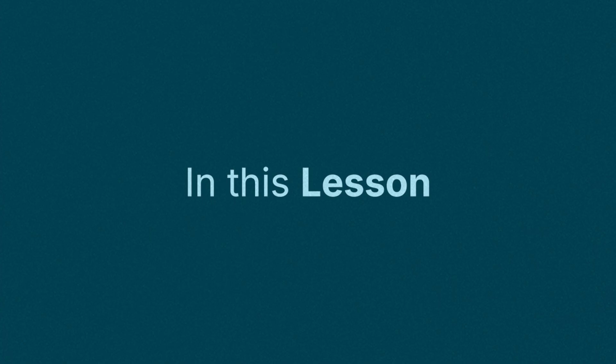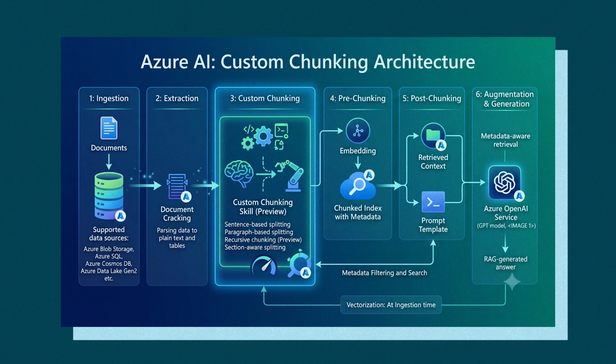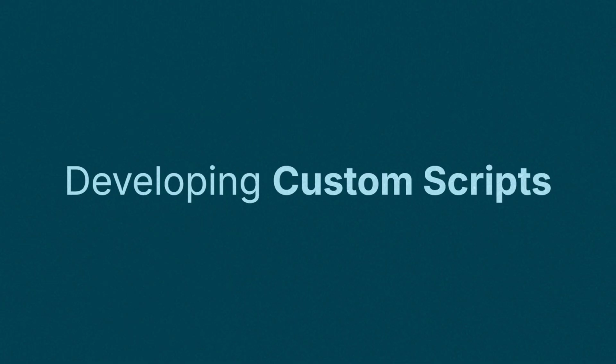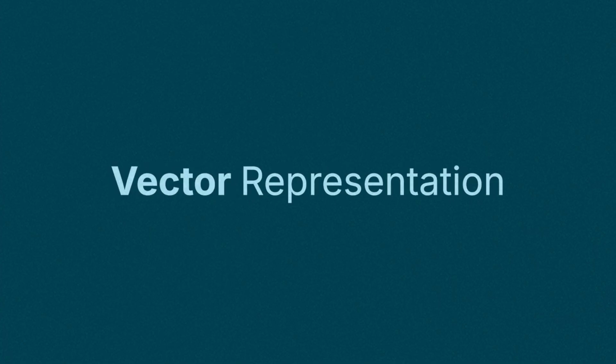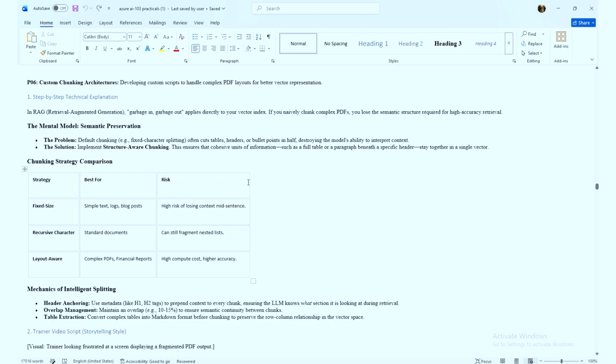In this lesson, you will learn about custom chunking architectures, developing custom scripts to handle complex PDF layouts for better vector representation. In RAG, that is Retrieval-Augmented Generation, garbage in, garbage out applies directly to your vector index.